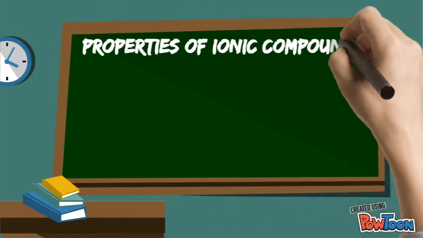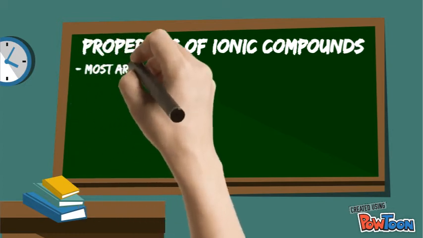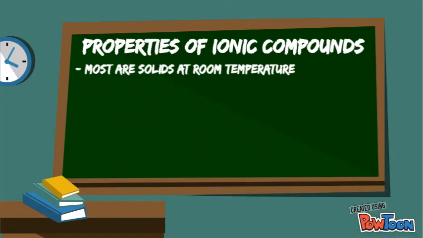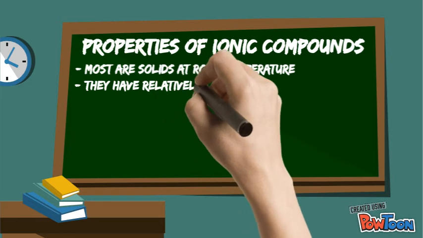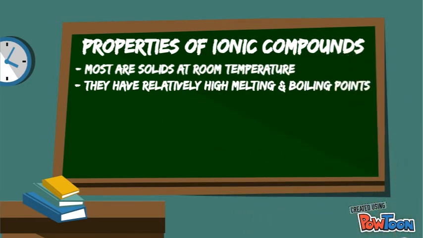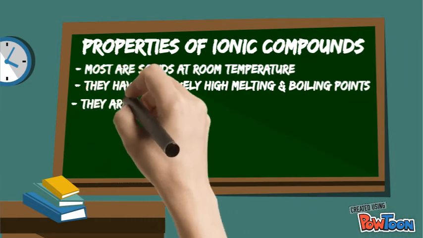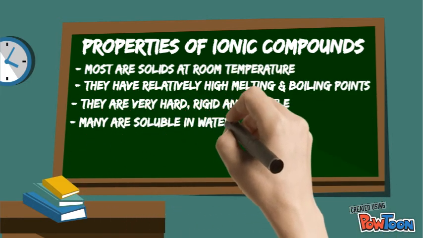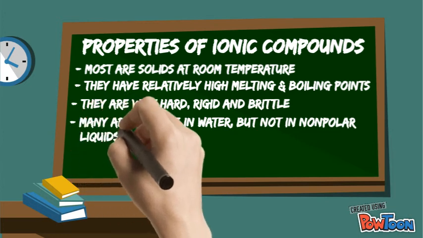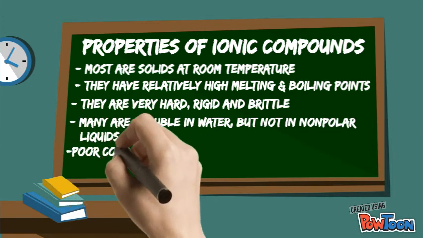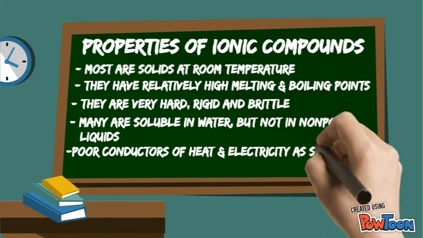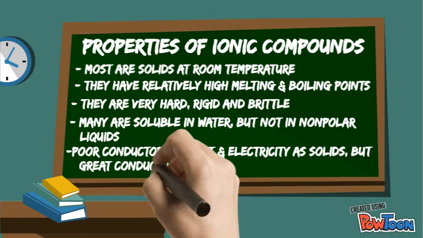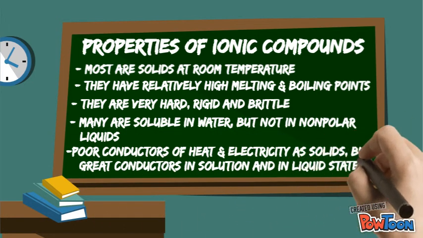Let's look at some properties of ionic compounds. The first one is that most are solid at room temperature. They also have relatively high melting and boiling points. They are very hard, rigid, and brittle, and many are soluble in water, but not in nonpolar liquids. And they are poor conductors of heat and electricity as solids, but in their liquid state they are great conductors.